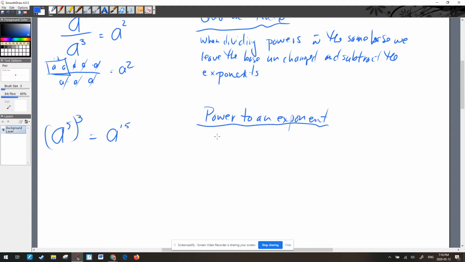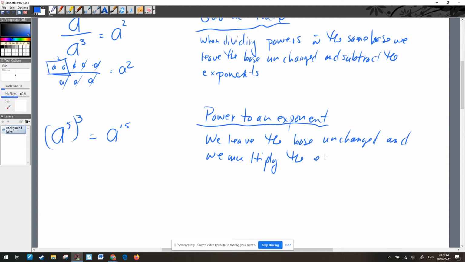Okay, and when we have that, we again leave the base unchanged. So notice a common theme here. We leave the base unchanged and we multiply the exponents.